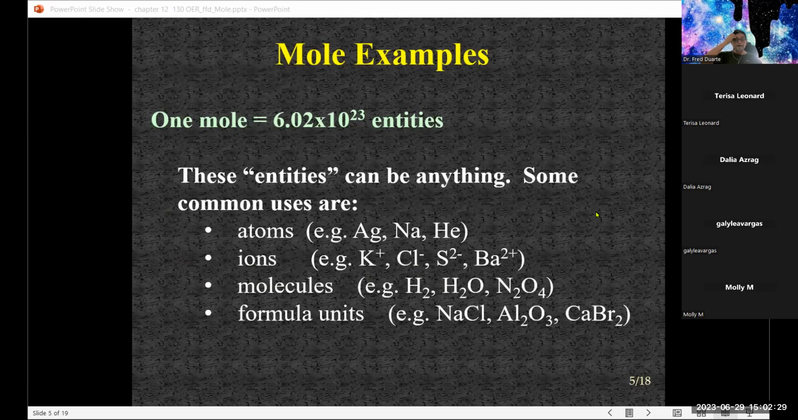So as I mentioned earlier, the mole is nothing more than a number. It is a number of units or entities. So when we talk about moles, we could be talking about 1 mole of bananas, or oranges, or students, or whatever. But since we're dealing with chemistry, we're dealing with 1 mole of atoms, or ions, or molecules, or 1 mole of formula units like the compound sodium chloride, aluminum oxide, etc. Okay.